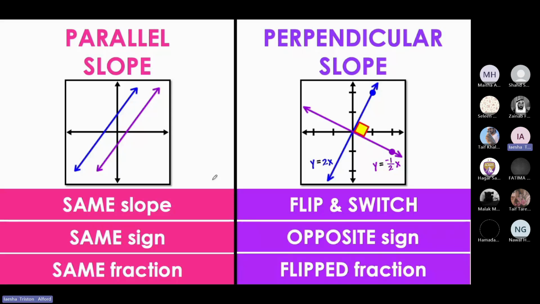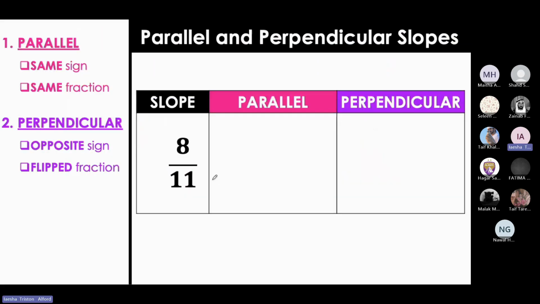So parallel and perpendicular. You can see by the slope what kind of graph you're going to have. So again, parallel should be the same slope, same sign, same fraction. Perpendicular should be flip and switch. This means the opposite sign and flipped fraction. So here's an example.